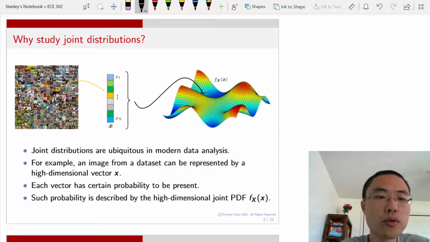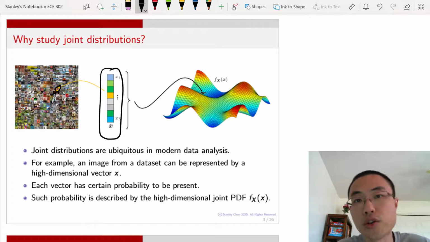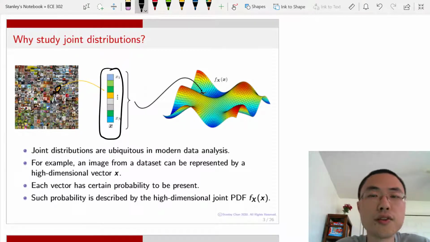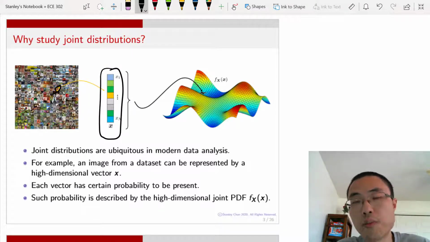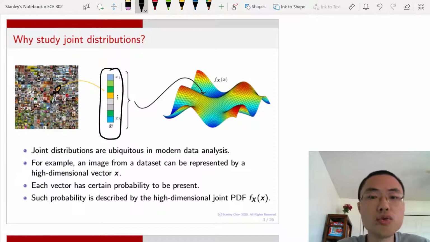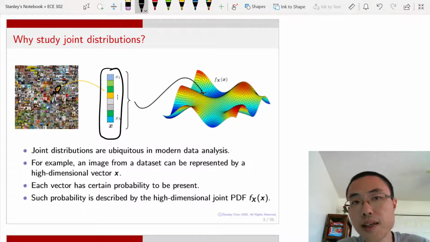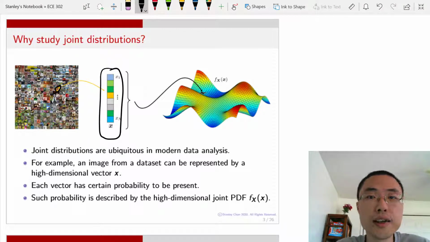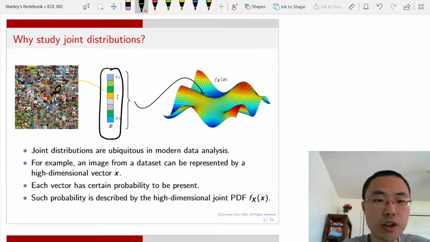So I can represent an image. For example, an image here, I can represent it as a very, very long vector. The vector contains different colors, different intensity values, but they're basically numbers. It is an extremely high-dimensional vector. For example, if you look at the ImageNet dataset, each image will be 228 by 228 by 3. That is a huge number of elements, but nevertheless, they are vectors. I can represent it as a vector.